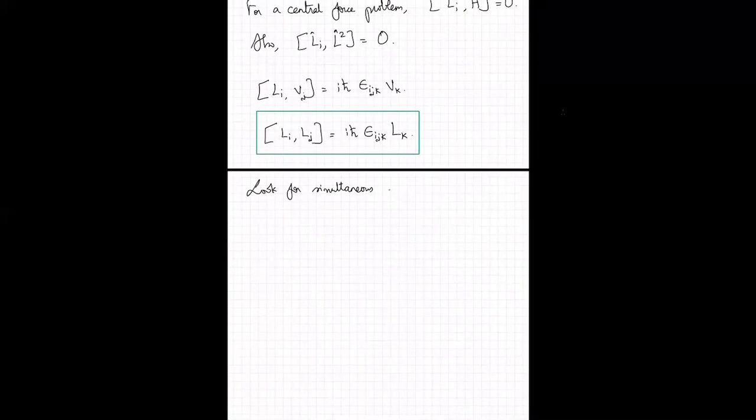look for simultaneous eigenfunctions of H, L square, and L3, or H, L square, and LZ, whatever you want to call it. Okay, so this is what we want to do. Again, I cannot find the simultaneous eigenfunctions of H, L square, L1, L2, and L3 because the different components of angular momentum L1, L2, L3 do not commute. Okay. All right.